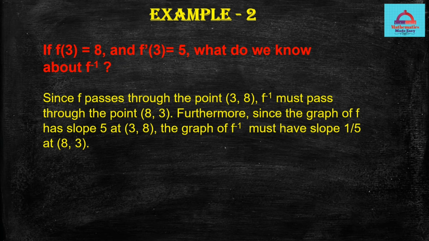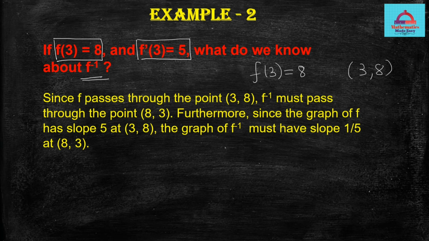So the example says if f of 3 is given to you as 8, so I will highlight the values, and f prime of 3, that is the derivative, is given as 5, what do you know about the inverse? So these two values are given. Because it is given that f of 3 is 8, can we say that (3, 8) is going to be one point that will lie on the graph of the function f(x)? So you've got 1 point.